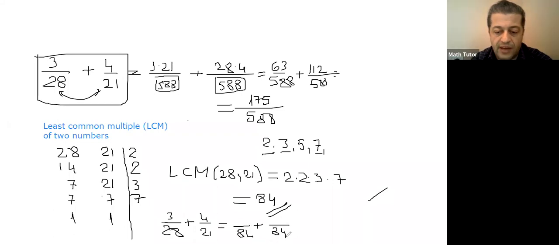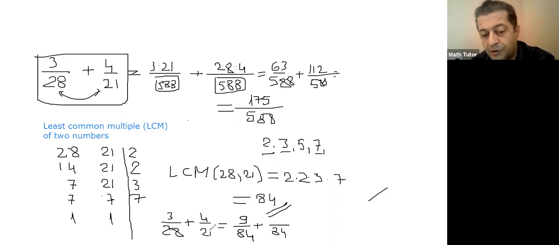Here we have 84 as well. For 28 to become 84, it has been multiplied by 3, so we should multiply the numerator by 3, so we should write 9 here. To obtain two equal fractions, as you said before, we can multiply both the numerator and denominator by the same number. So we multiply both of them by 3 and we get 9 divided by 84.